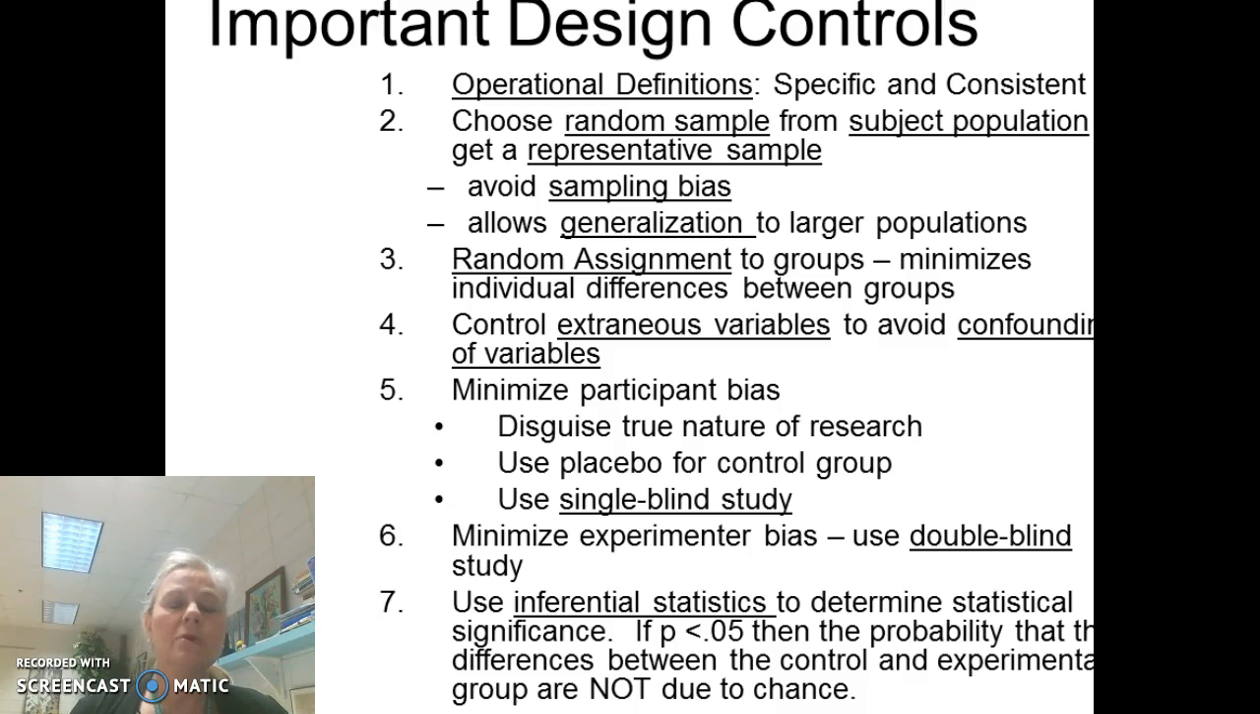And finally, use inferential statistics to determine statistical significance. If p is less than 5/100ths, then the probability is that the differences between the control group and the experimental group are not due to chance. So we want to see enough of a difference between the two groups in order to make a conclusion.